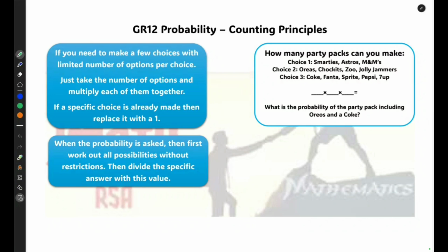So how many different party packs can you make if you need to make three choices? Choice 1: Smarties, Astros, or M&Ms. Choice 2: cookies, so Oreos, chocolates, Zoo cookies, and Jolly Jammers. Choice 3: Coke, Fanta, Sprite, Pepsi, or 7-Up. The only thing you need to do to answer this question is say, for choice 1, I have 3 options, then 4 options, then 5 options. And the amount of different party packs that I can make will then be 60 different party packs.